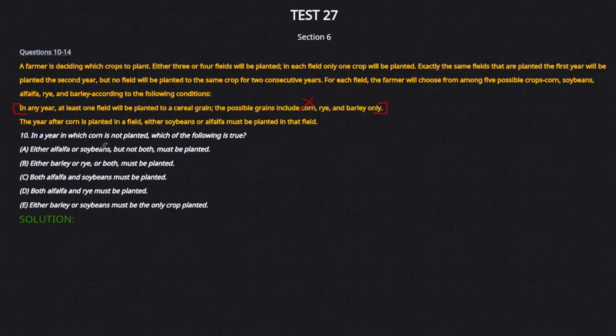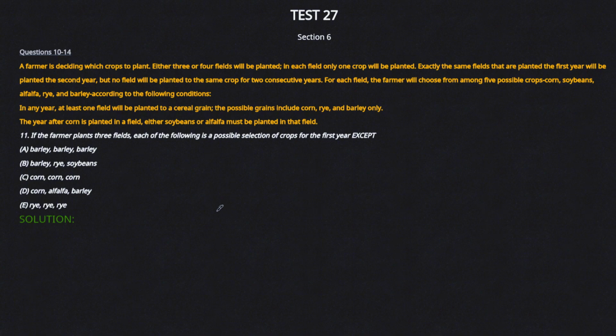So let's see if we can find that criteria somewhere. Either alfalfa or soybeans, but not both, must be planted? Well, not necessarily. It's not a necessity. So either barley or rye or both must be planted. Yes, this is the right answer. We have just established here that at least one cereal grain must be planted, and corn is already out of the picture. So either rye or barley or both of them must be planted. So yeah, answer is B. On to the next one.